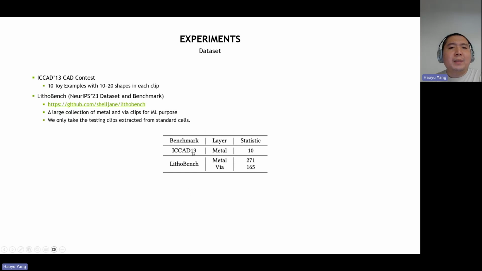Next, we're going to talk about the experiments. For the datasets, we have two groups. One is the very popular ICCAD13 contest dataset. It contains 10 toy examples with 10 to 20 shapes in each clip. We also have a larger dataset called LithoBench. It was published in the NeurIPS 23 datasets and benchmarks track. Here's a link to this benchmark, and it contains a large collection of metal and via clips for ML purposes. But we only take the testing clips extracted from standard cells, so it only contains hundreds of clips that we use in this experiment.